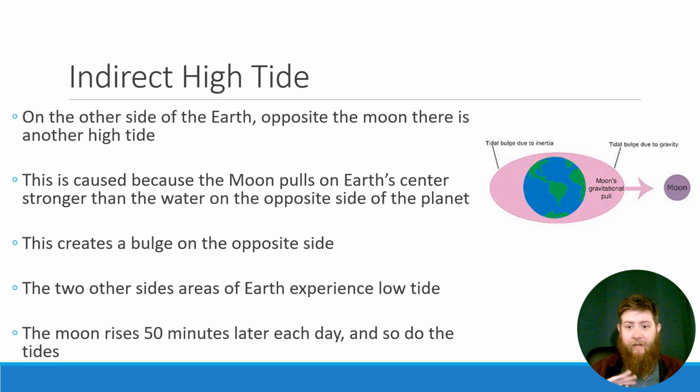The moon, as it sets and rises in the sky, rises 50 minutes later each day, and so the tides move 50 minutes each day. And they'll go all the way through a 24-hour cycle.